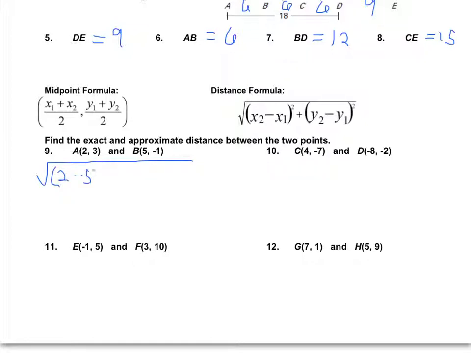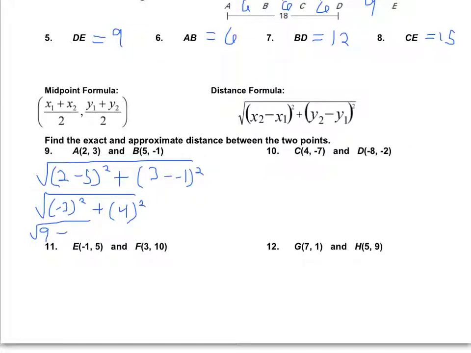So 2 minus 5 squared plus parentheses 3 minus negative 1 squared. Okay. 2 minus 5 is negative 3 squared. 3 minus negative 1 is positive 4. Alright, so now I need to square both of those. The important thing to realize here is that when you square them, they're both going to come out positive. So this is going to be 9 plus 16, which equals square root of 25. And that one actually comes out evenly to 5. So here, I don't have both an exact and approximate. It just happens to work out evenly. Alright, on to the next one.